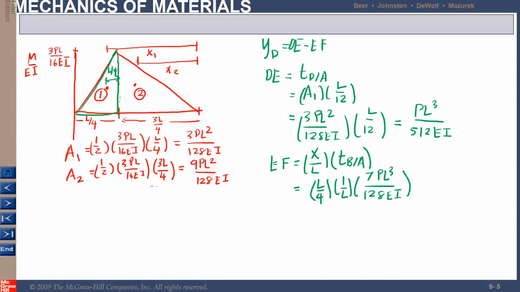Then finally, you can use both of these values to find your YD, which is just DE minus EF. If you calculate the value, you will get minus 3PL cubed over 256 EI, and this is your final answer for YD.